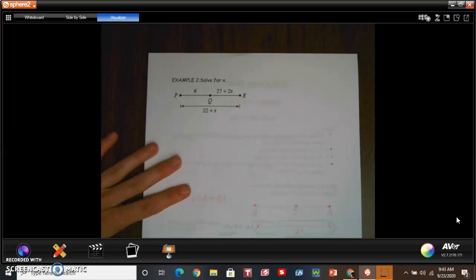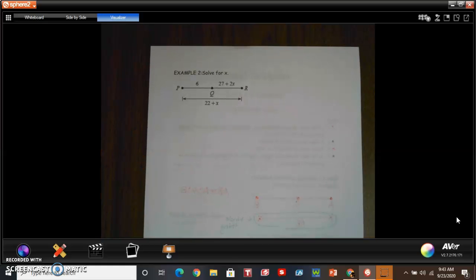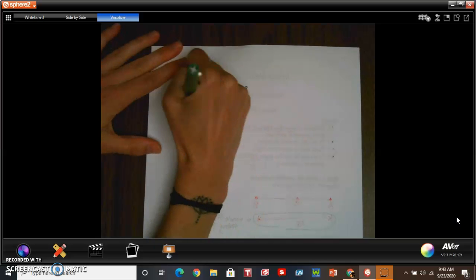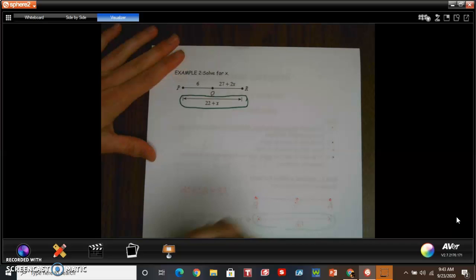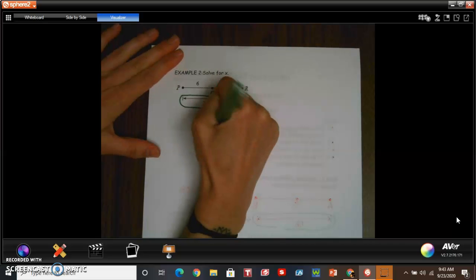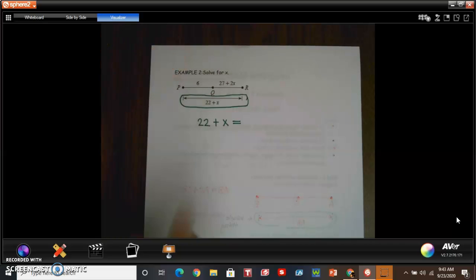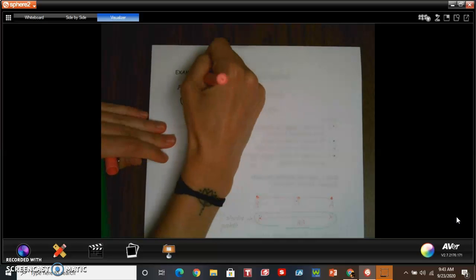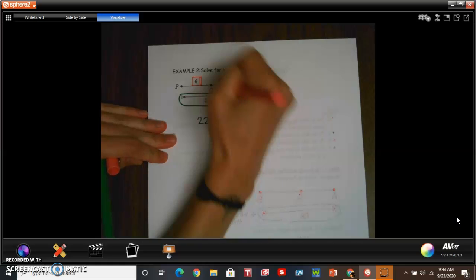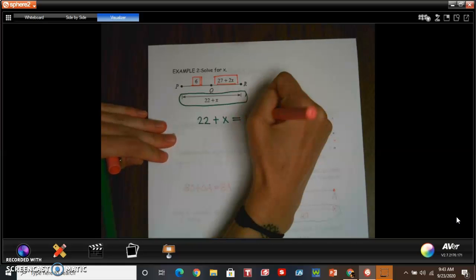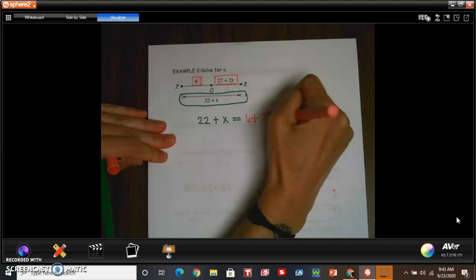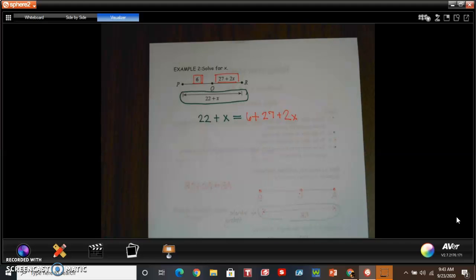All right, moving on. Now, let's say we're still going to work with our segment addition postulate, but this time we have algebraic expressions. The same rule applies. First, identify what the entire thing is. So our entire thing is 22 plus x equals, now let's see what other information we know. We know 6 plus 27 plus 2x.